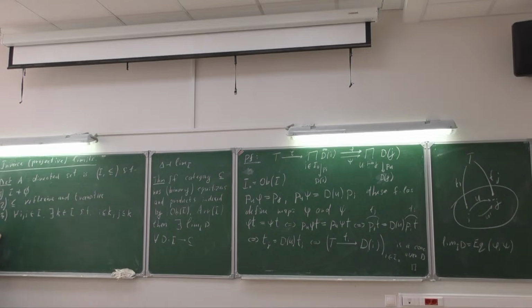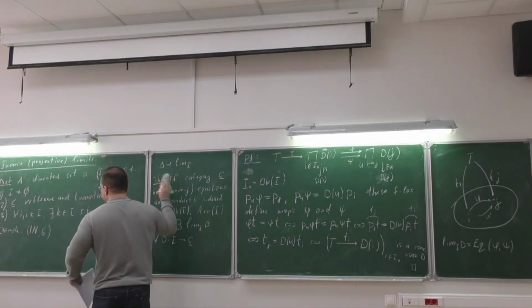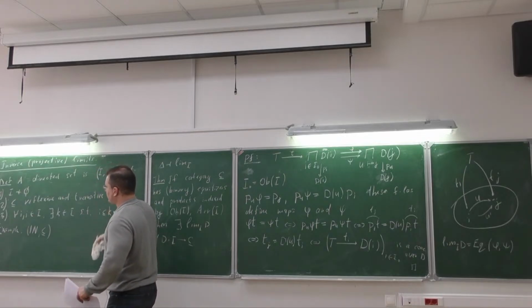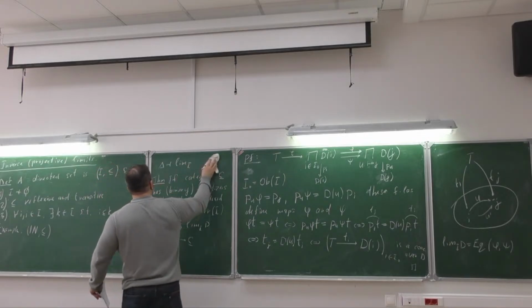A typical example of this situation is natural numbers with the standard less or equal relation. It is reflexive and transitive. In all examples where I say that I have an ordered set, you can think about this N. It may be useful.